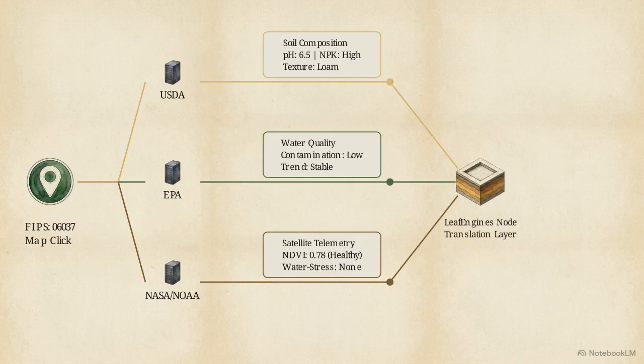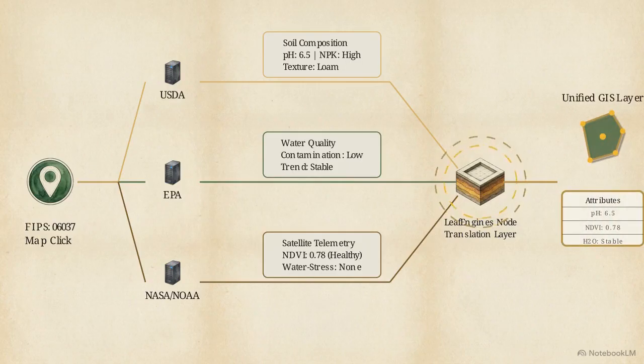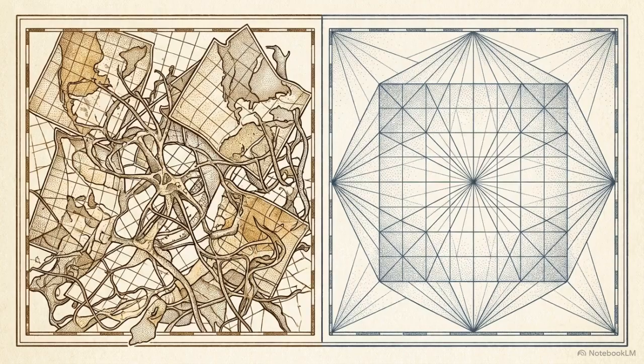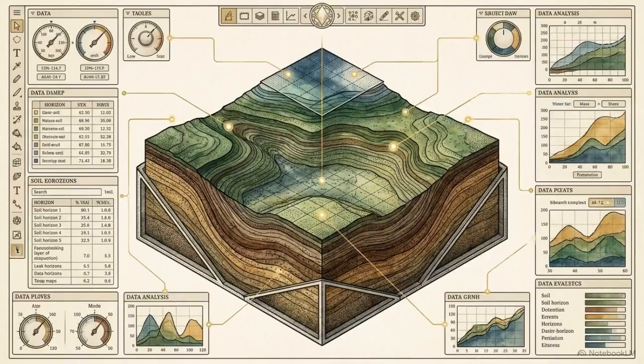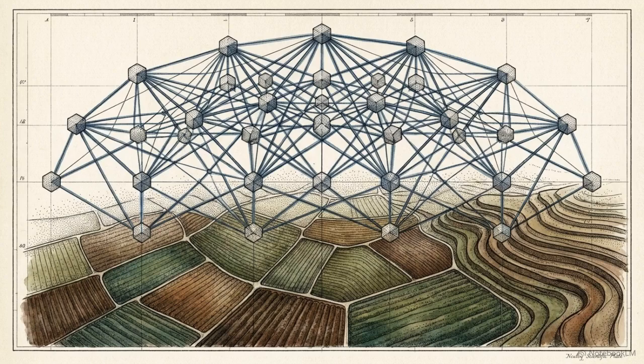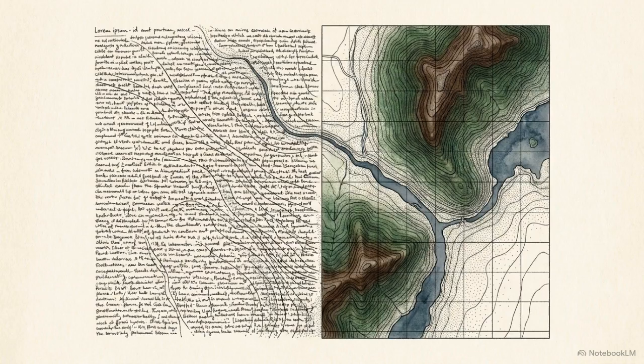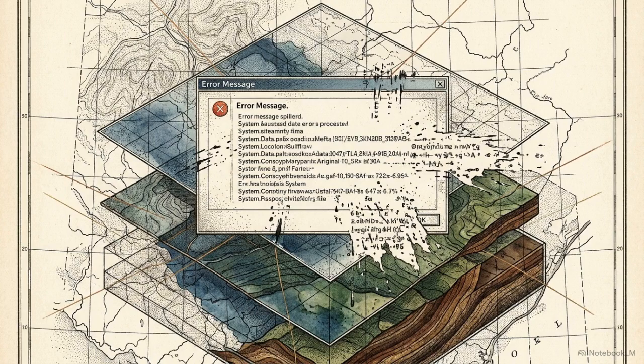LeafEngines functions as a central translation layer, mathematically resolving the conflicting projections, resolutions, and formats of these 3 separate data streams. Automating this spatial join eliminates the need for manual reprojection, historically the most error-prone step in multi-source geographic analysis. Unifying these isolated agency databases into a single, topologically exact workspace provides the necessary statistical foundation for running accurate predictive AI models. Standard large language models struggle with geographic tasks because they process text semantically, lacking any inherent awareness of rigid spatial boundaries or coordinate systems.